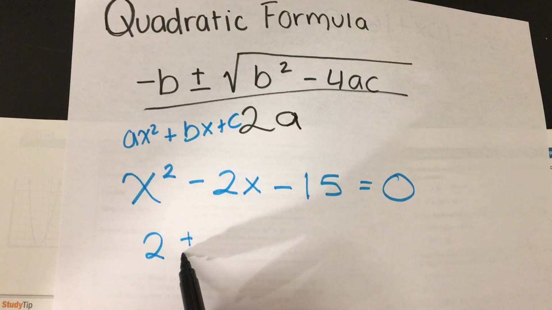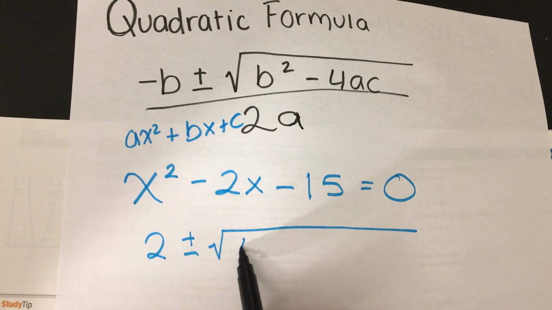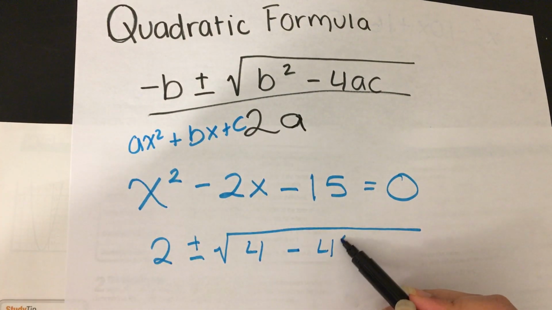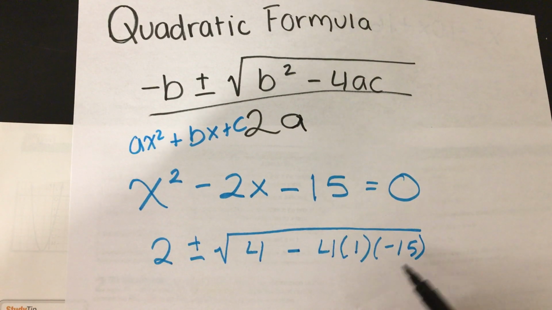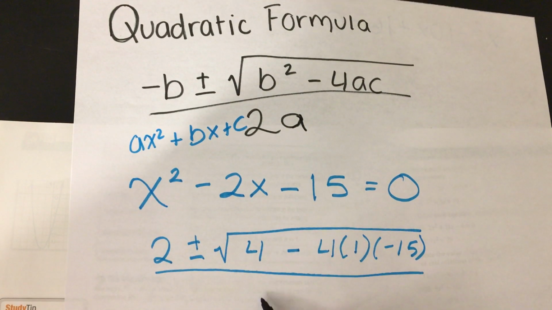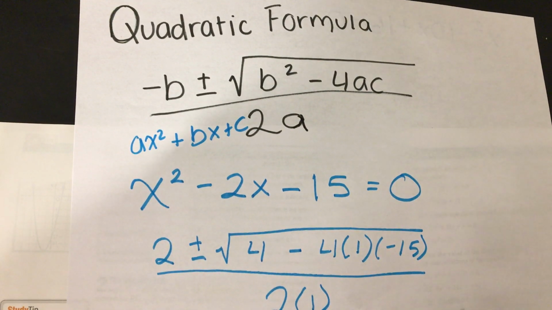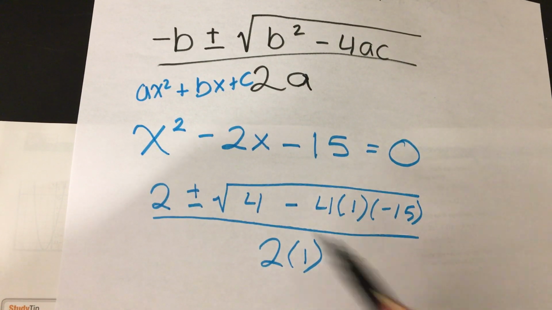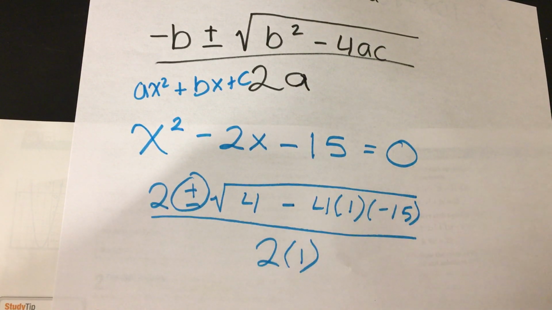Then plus minus the square root of negative 2 squared, which is 4, minus 4 times a, which is 1, times c, which is negative 15, divided by 2 times 1, because again, a is 1. Now, all we have to do is just simplify and we'll get our answers. Right here, it's plus or minus, and that's because there are two possible solutions to the equation.